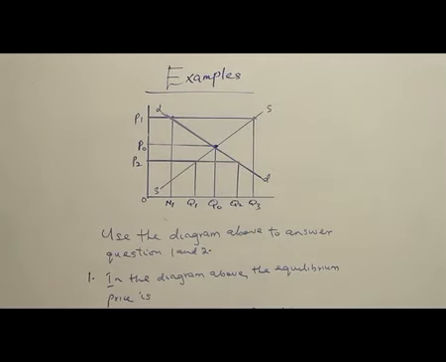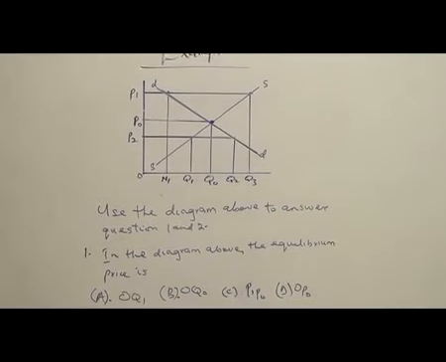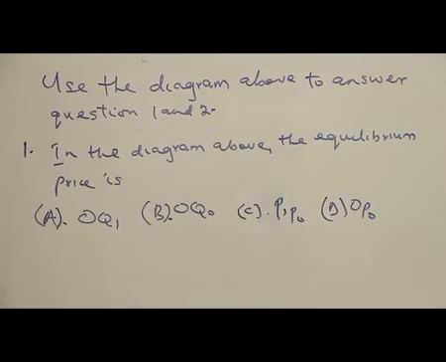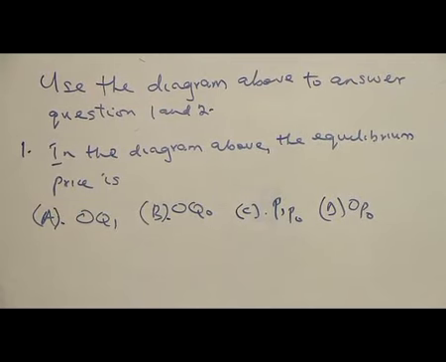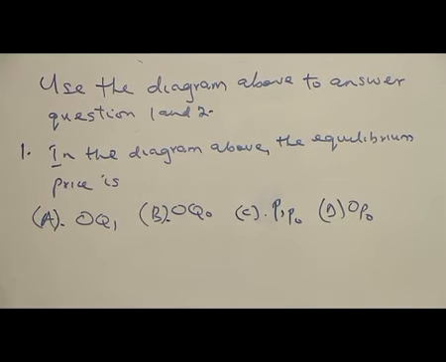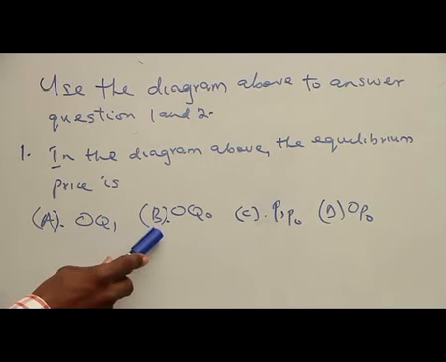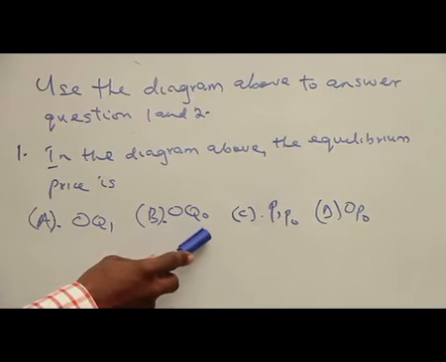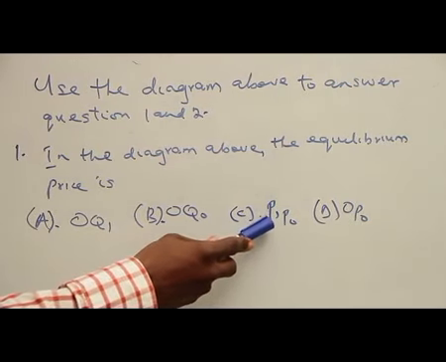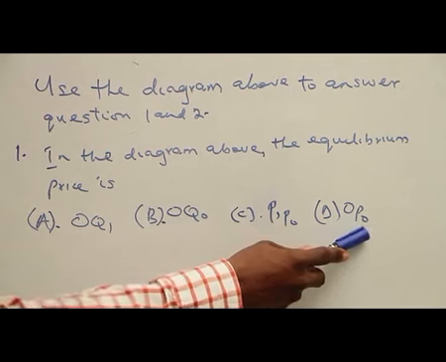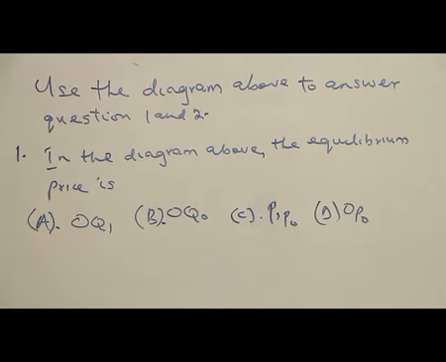Example 1. Use the diagram to answer questions 1 and 2. Question 1. In the diagram above, the equilibrium price is: A, OQ1; B, OQ0; C, P1, P0; D, OP0. The right answer is D, OP0.